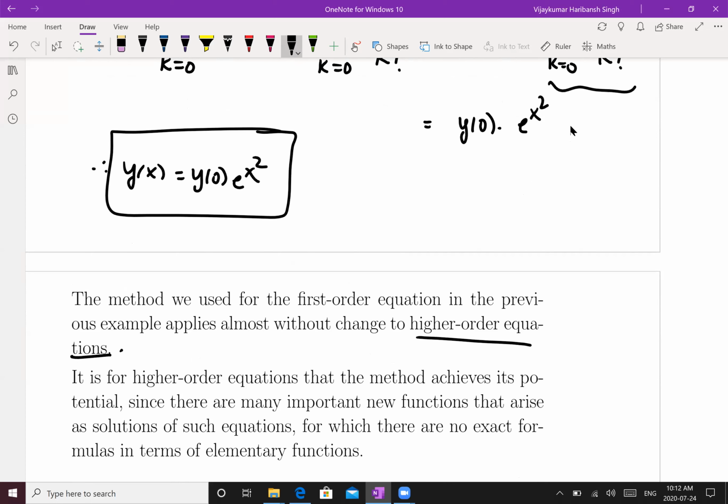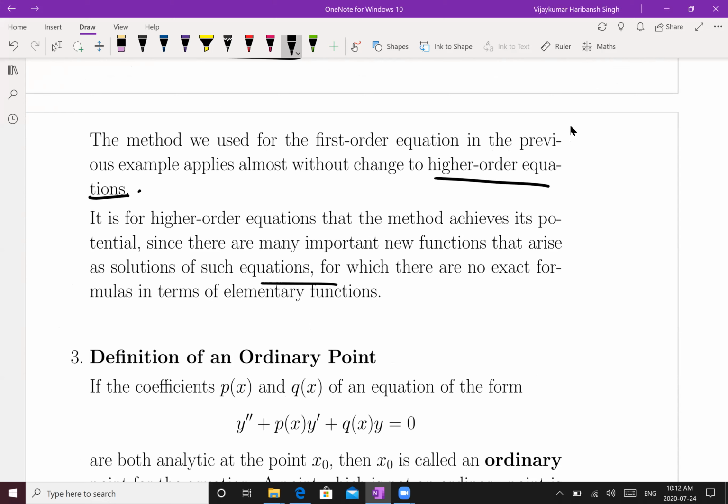Now, it is for higher order differential equations that the method achieves its potential, since many important functions arise as solutions to such equations, for which there are no exact formulas in terms of elementary functions. All right. So this method makes more sense in higher order differential equations. So let's deal with a second order differential equation.